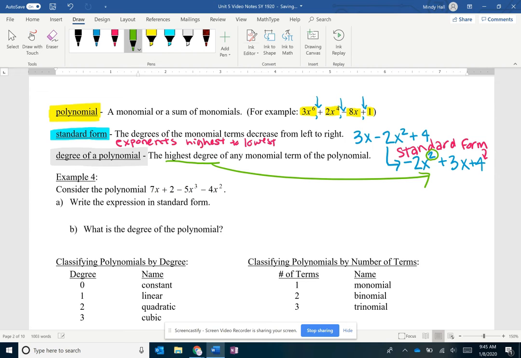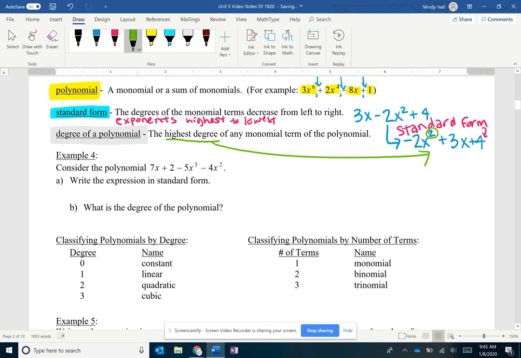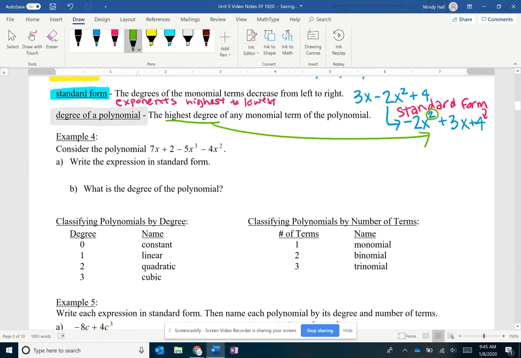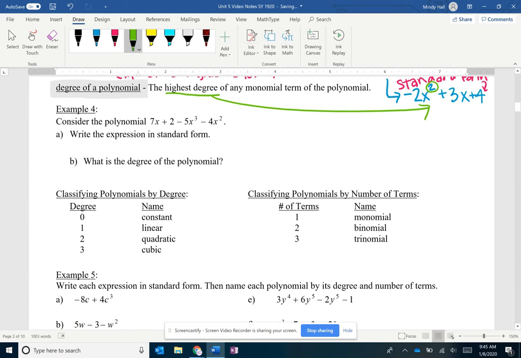Okay, so for example 4, we have the polynomial 7x plus 2 minus 5x cubed minus 4x squared. And we want to write it in standard form. So remember, we want our highest exponent first. So when we look at this, our highest exponent is going to be a 3. So if you notice with that x cubed, there is a negative sign in front of it. So we would have negative 5x cubed.